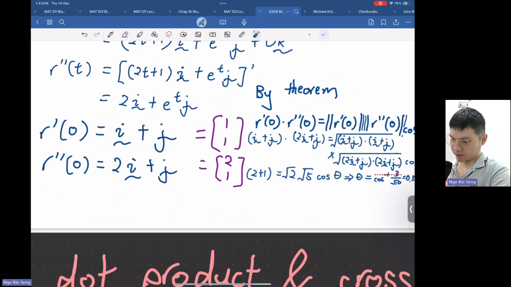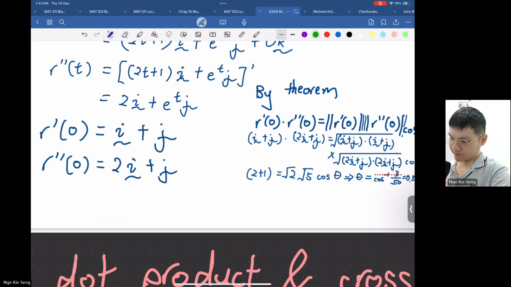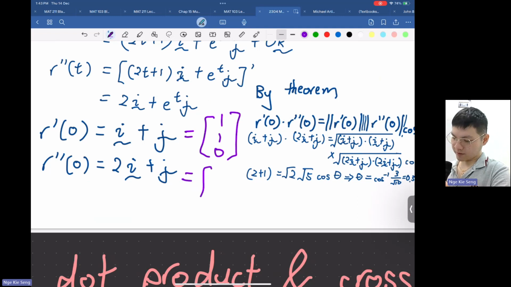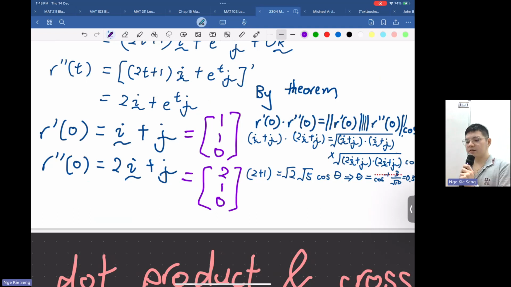Correct. Let me see. 110, 0, and 210. Okay, make sure you put this 0 in, although 0 times k is 0. But if you write it into a vector form, you make sure you put it into the right space.